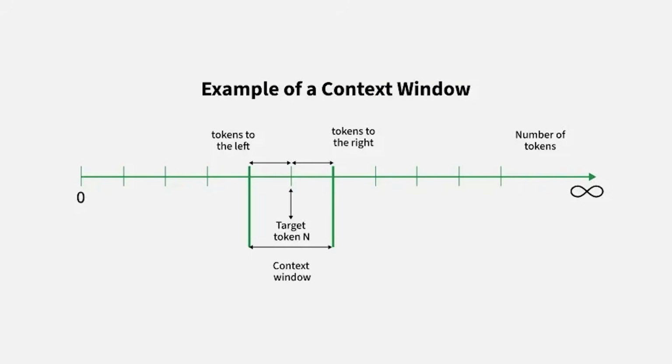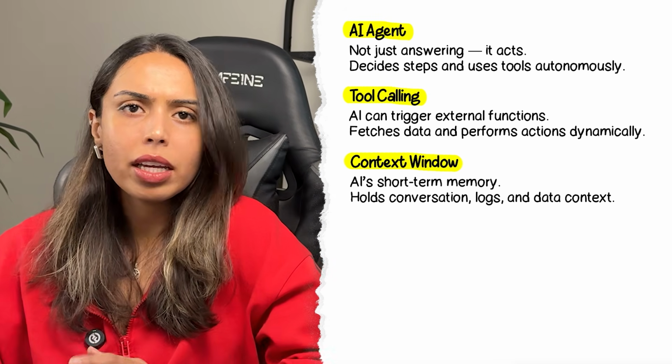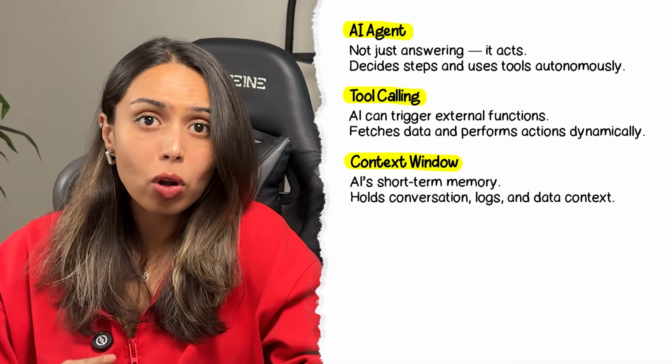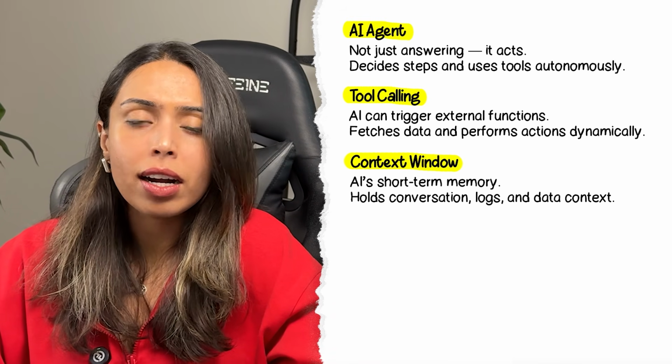Then we have context window. This is the memory the model has within a single conversation. Everything, your question, the logs fetched, the previous metrics collected, everything has to fit under this window.